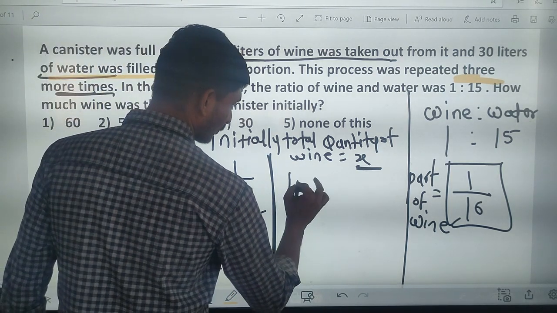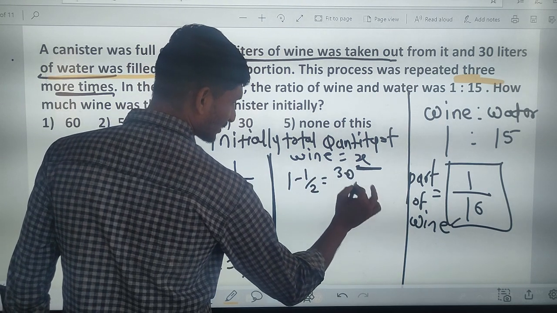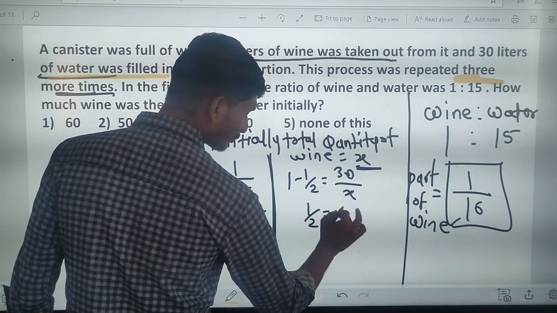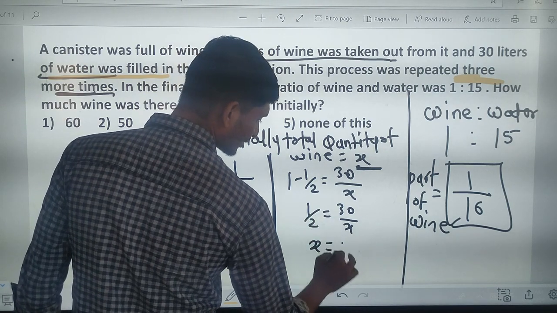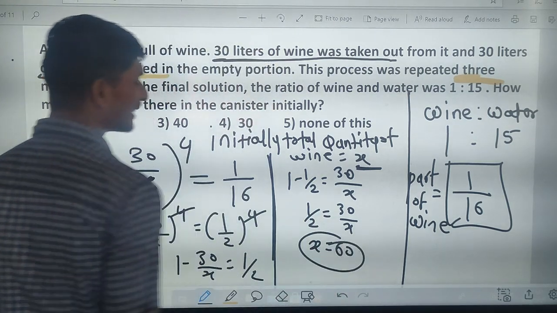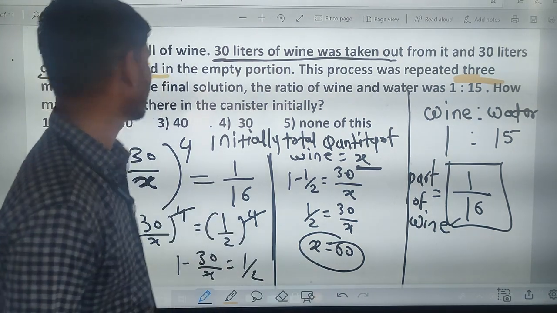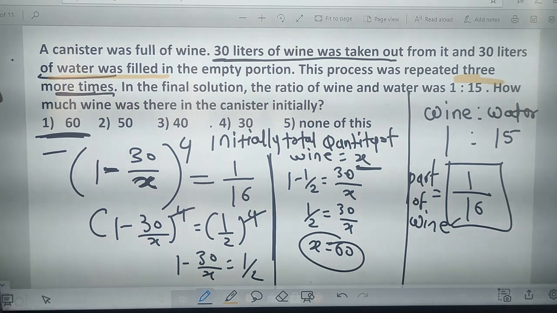Here we write 1 minus 1/2 is equal to 30 divided by x. Then 1/2 is equal to 30 divided by x. Then we cross multiply, x is equal to 60. Then the initial quantity of wine is 60 liter.